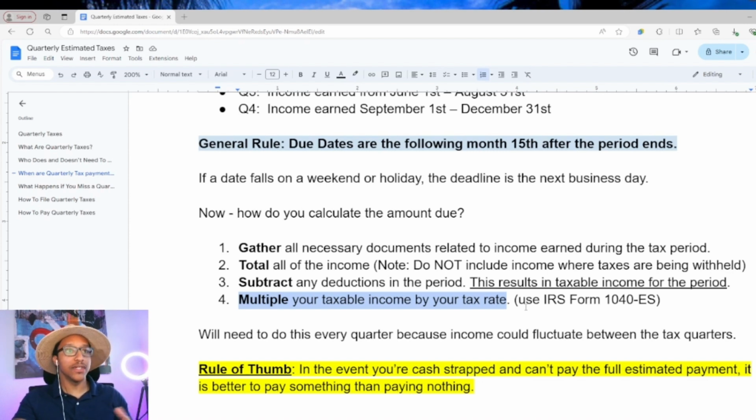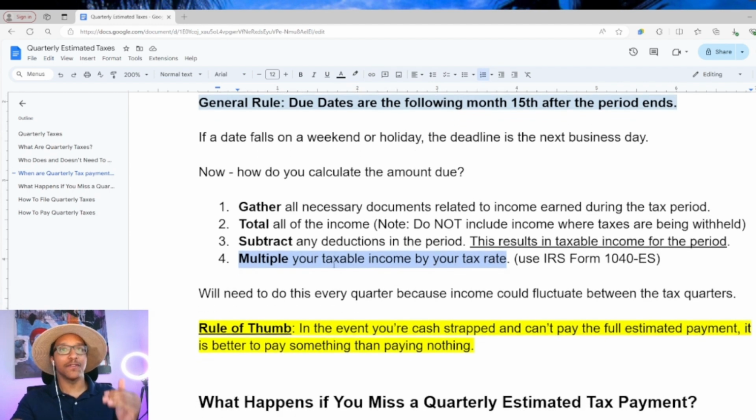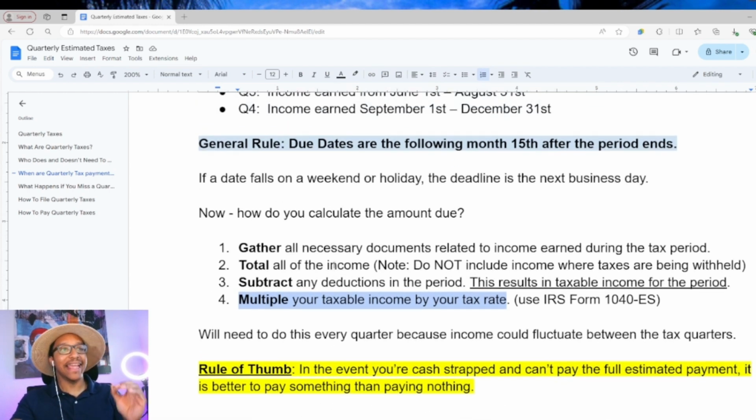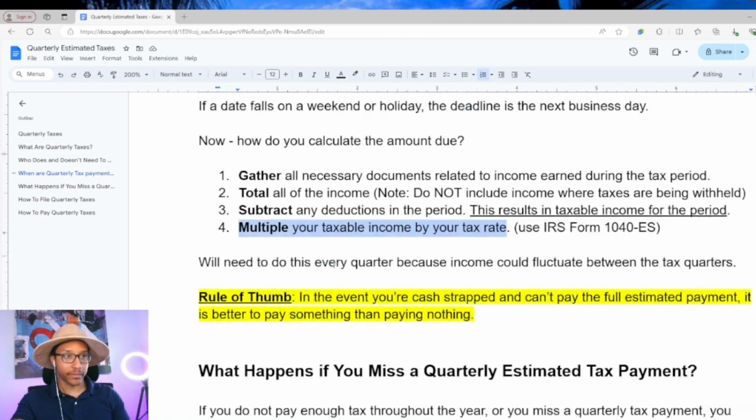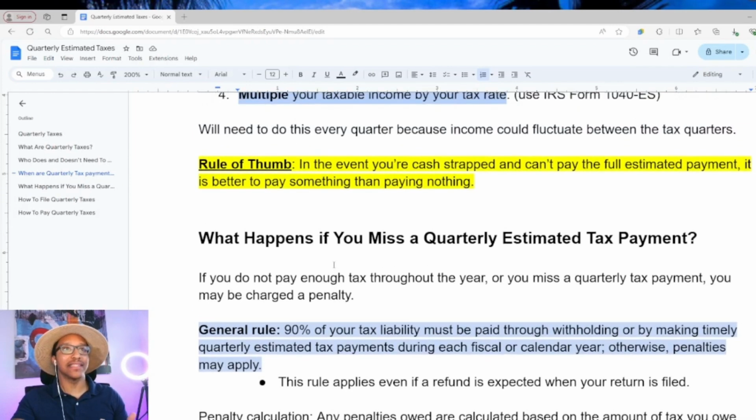You will need to do this every quarter because your income can fluctuate between tax quarters. Rule of thumb, and this is very important, in the event that you are cash strapped and you cannot pay the full estimated payment, it is better to pay something than paying nothing. This is very important. Now let's talk about what happens if you miss a quarterly estimated payment, right?